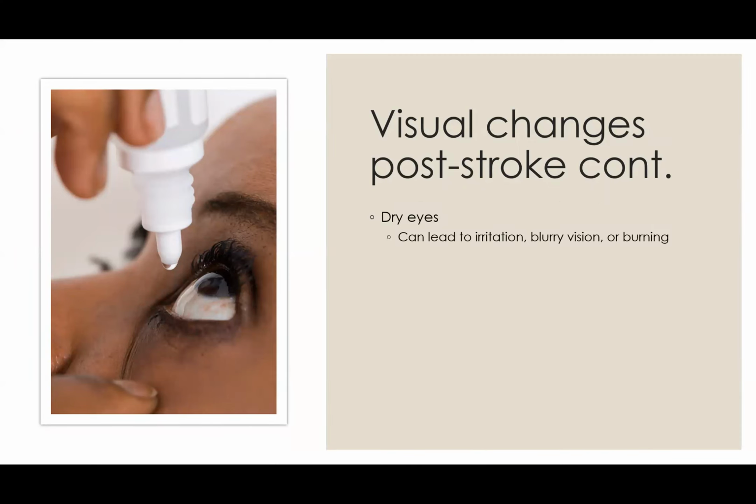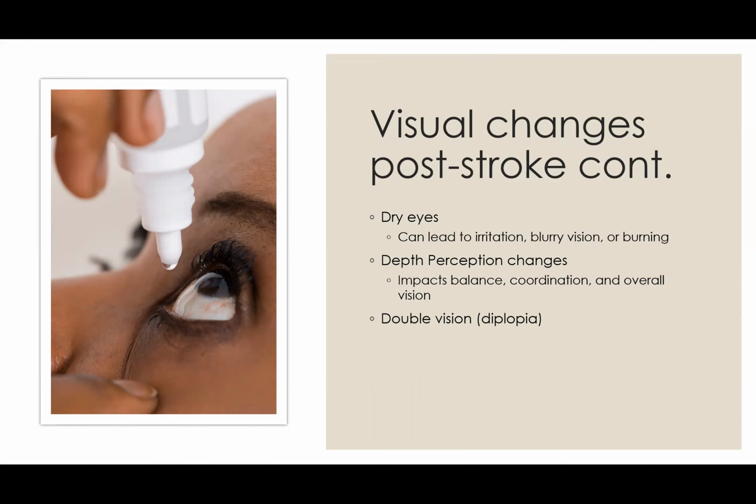And then also dry eyes are very common. That can lead to irritation, blurry vision, burning. You might have depth perception changes, and that can impact your balance, your coordination, and just kind of your vision as a whole. You might have double vision, which is also called diplopia. And then something else that can happen is what's called a scotoma, which is a blind spot in one or both eyes.